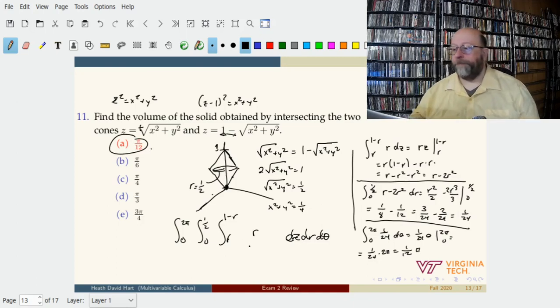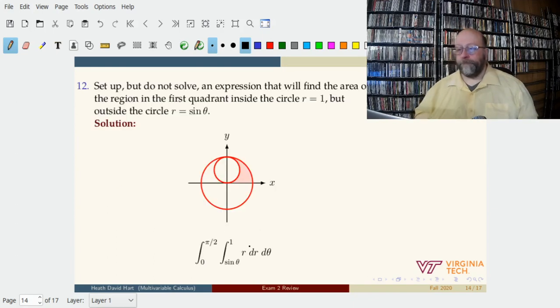All right. Number 12, set up but do not solve an expression that will find the area of the region inside the circle r equals 1. That's this big circle. But outside the circle r equals sine theta, and that's this little circle here.